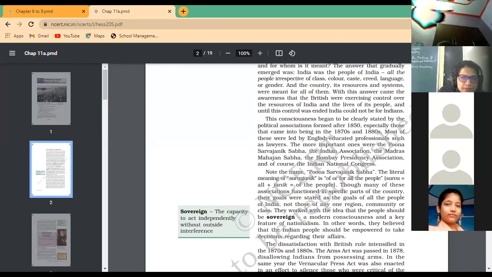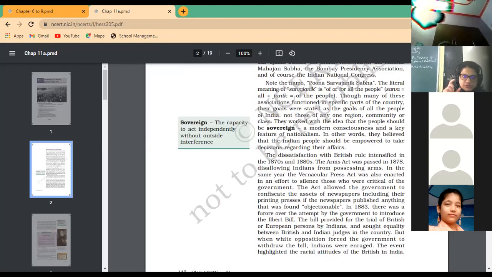Now, between the 1870s and 1880s, British rule created disappointment among the people. What was the reason behind it? There were many prominent laws and acts, like the Arms Act, the Vernacular Press Act, and the Ilbert Bill, which created dissatisfaction and disappointment among Indians toward British rule. So let's talk about the first, the Arms Act, which was passed in 1878, which disallowed Indians from possessing arms. But that act was not implemented on Europeans.